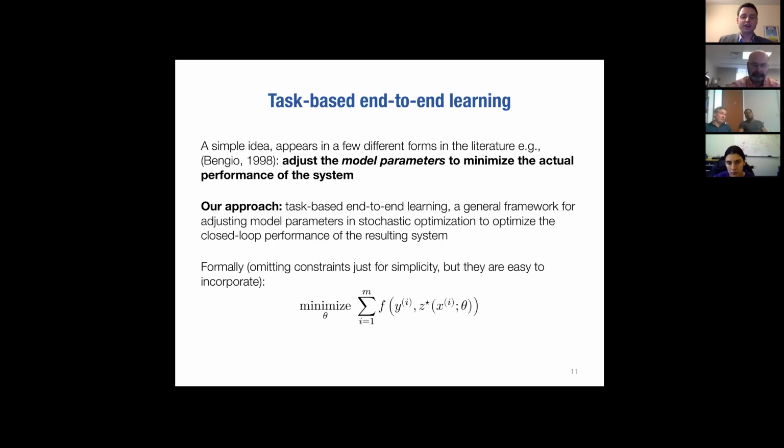So formally, and I'm going to omit the constraints here for simplicity, what we want to do is minimize over theta the sum, and the superscripts i in this optimization problem correspond to real instantiations we've seen. So we have a big data set, and we're going to try to find model parameters such that when I use this model in a stochastic programming setting to generate my plan, that's what I call z star here, and then I evaluate how well it did on the real system, I do as well as possible. Okay, so that's our task-based end-to-end learning framework.